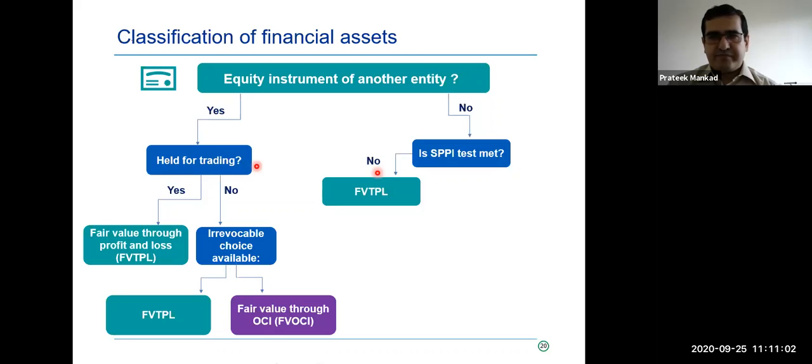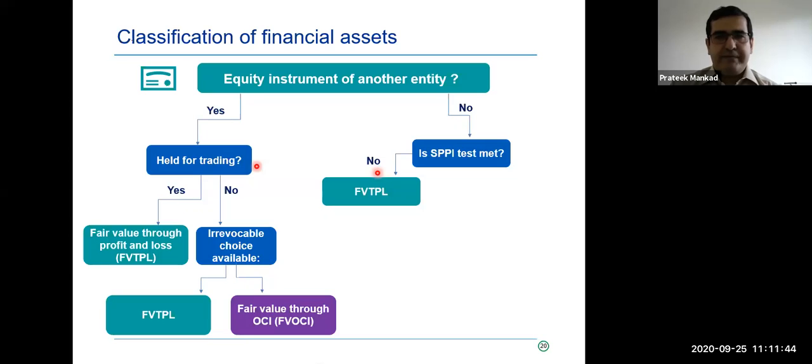Once again, no choice. This is what is called a hybrid instrument, or an instrument which has an embedded derivative. There is a conversion option. It changes the nature of the instrument. Fair value through profit and loss account. There is no further thought behind this. Investment in a mutual fund, and now we are starting to get into the grays. We'll look at this again later, but if I have invested in an equity oriented mutual fund, the SPPI test is not met because there are no contractual cash flows itself. That instrument is automatically fair value through P&L.